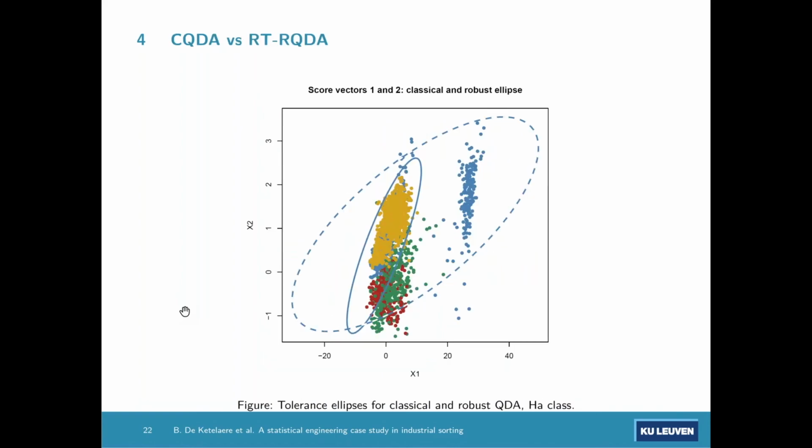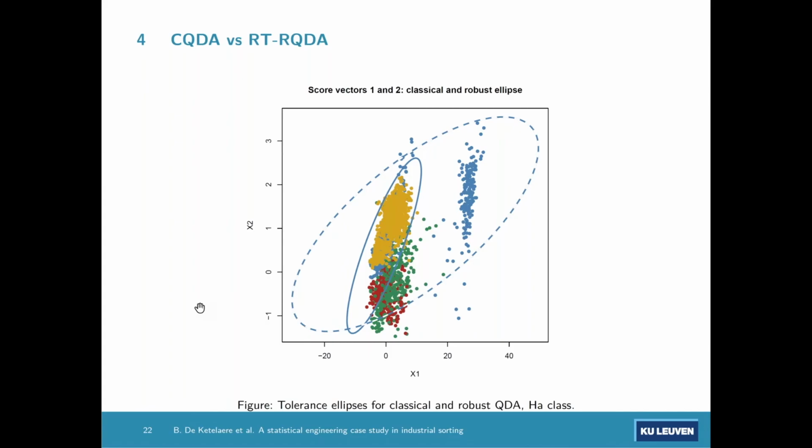Just to show on this data set the importance of a robust version versus a classical version of QDA, you see here the tolerance ellipse for the blue class in the classical setting, and you see the same thing here for the robust setting. Actually, behind the yellow points here, the majority of the blue points are located as well. And that's why the tolerance ellipse is located exactly here.